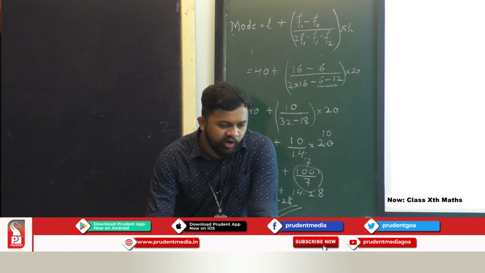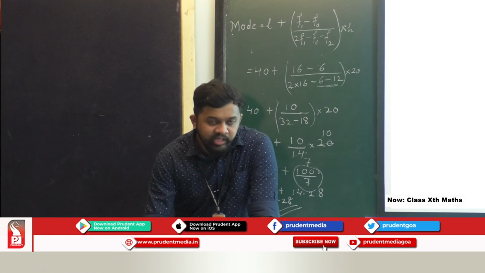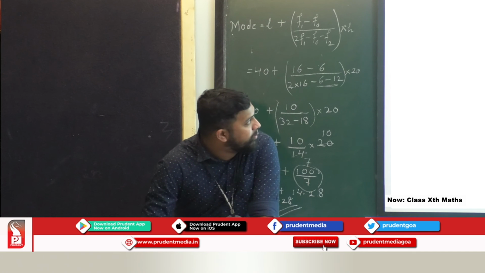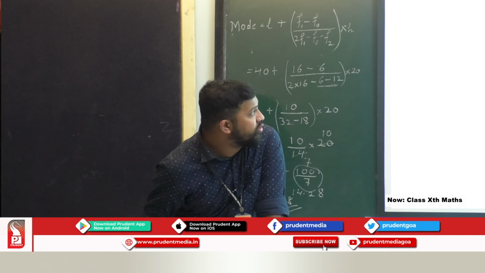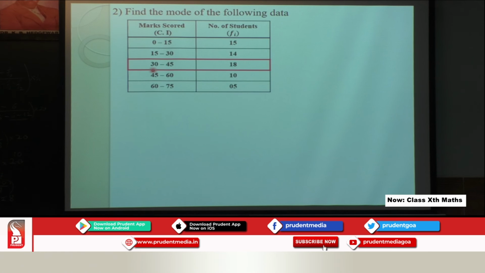So highest frequency is what number? Yes, correct, 18. 18 is the highest number. So what is my model class? Model class is, yes, correct, 30 to 45. First find out the lower limit. What is the lower limit of the model class? Yes, 30. The next is class size. Subtract the numbers, 45 minus 30. If we subtract both the numbers, what answer will we get? 15.